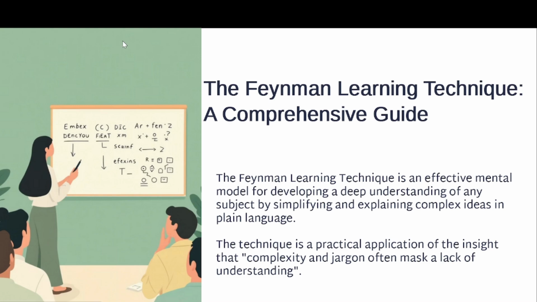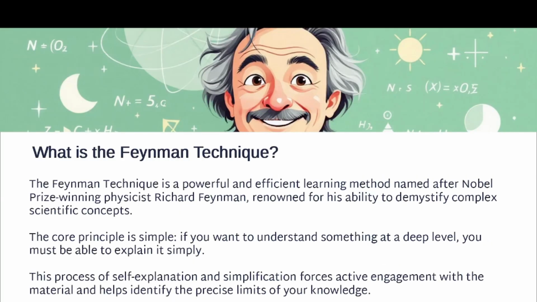The Feynman Learning Technique is an effective mental model for developing a deep understanding of any subject by simplifying and explaining complex ideas in plain language. The technique is a practical application of the insight that complexity and jargon often mask a lack of understanding. Below is a detailed breakdown of the Feynman technique, covering its steps, principles, benefits, and practical application.